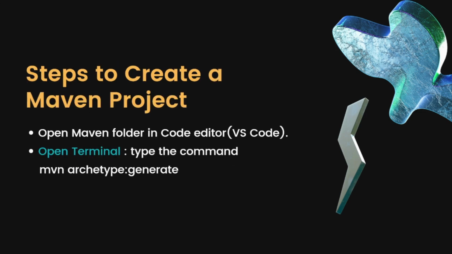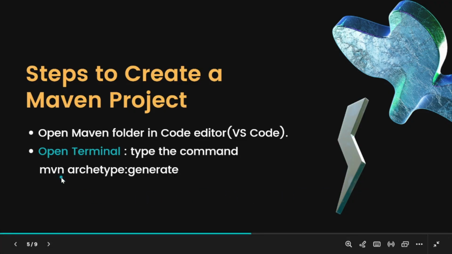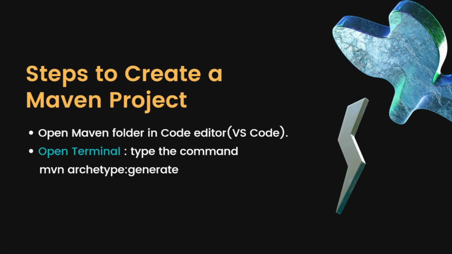Now, let us understand the steps to create a Maven project. First, open your Maven folder in a code editor. In this particular video, we are going to use VS Code as the code editor. Then from your VS Code, open the terminal and type the command mvn archetype:generate. Now, let us see practically how to create our Maven project.